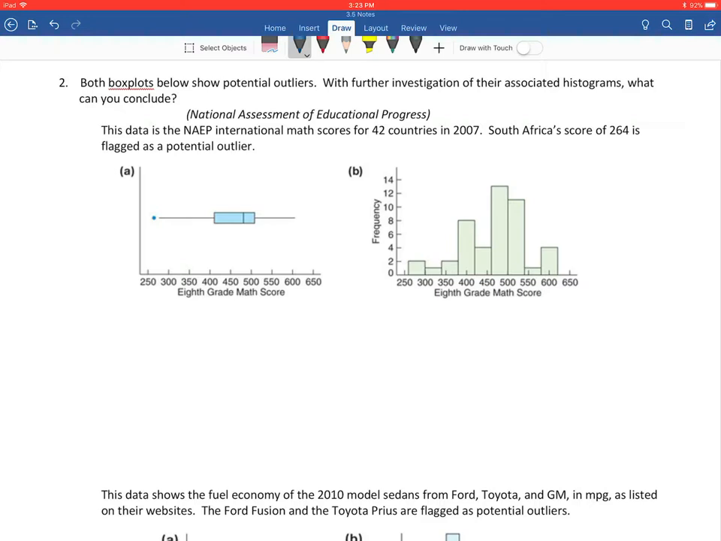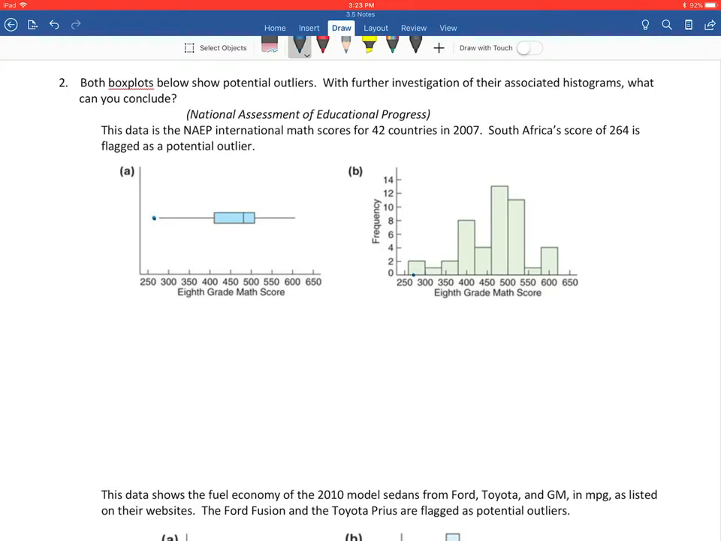This first one is the National Assessment of Educational Progress. That is an international math test that's given to 42 different countries. And these are the scores that came back in 2007. In 2007, South Africa's score of 264 is down here, and it's flagged as a potential outlier. It's beyond the limit of that whisker. Now, do we think it's a true outlier or not? Well, over here they've given us the histogram, and the 264 is included in the very first bin that we've got there.